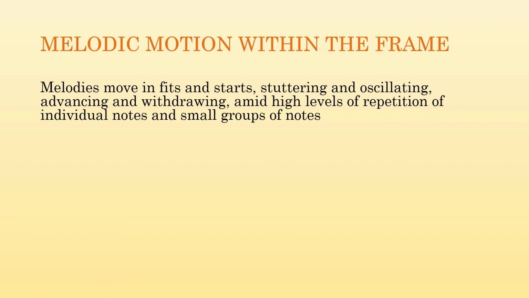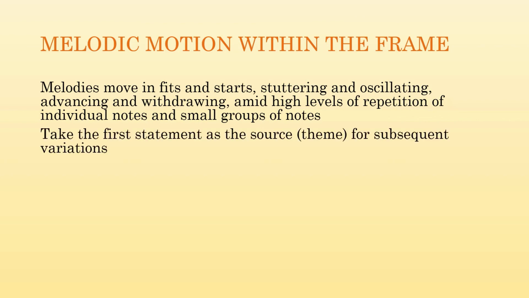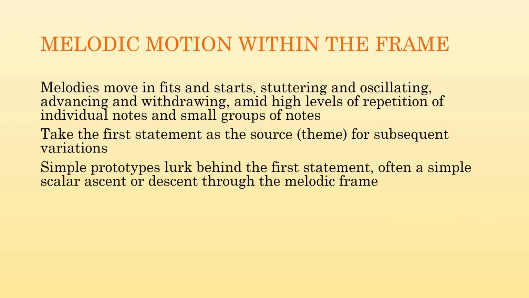Within these melodic frames, the melodies meander, moving in fits and starts, stuttering and oscillating between adjacent notes, advancing toward goals and then withdrawing or attaining them weakly, or arriving again and again amid the repetition of individual notes and groups of notes. It is possible to trace the course of the melodies by taking the first statement as the source for successive variations. Usually, behind the first statement, there lurks an implicit prototype, a highly simplified normative layout in relation to which the first statement and all of the statements can be understood as variants.